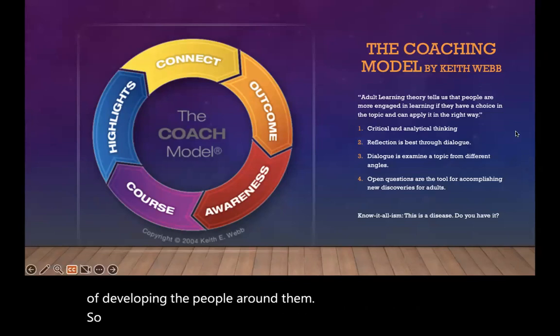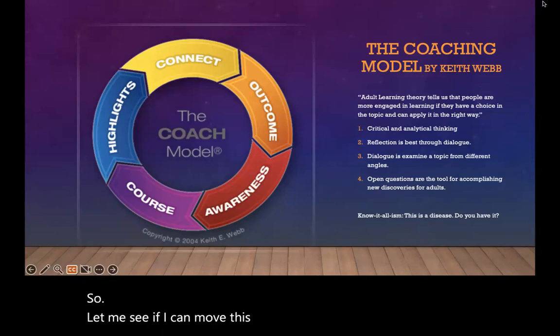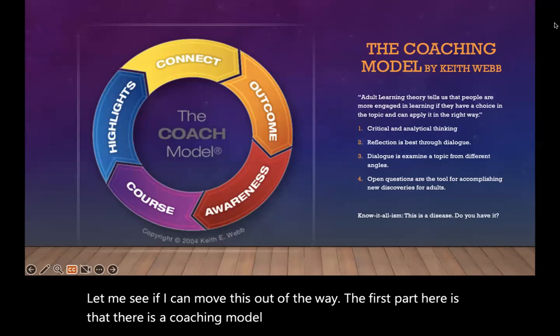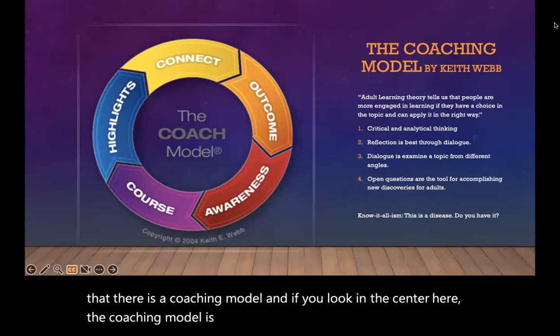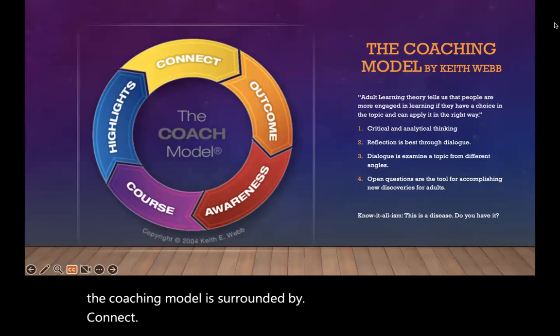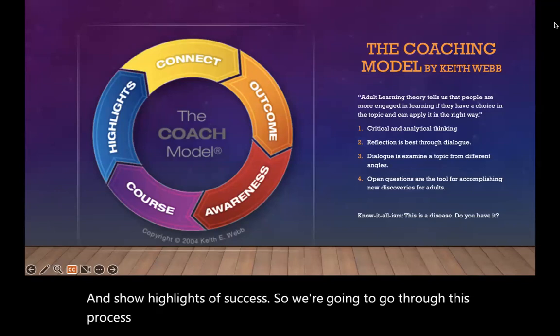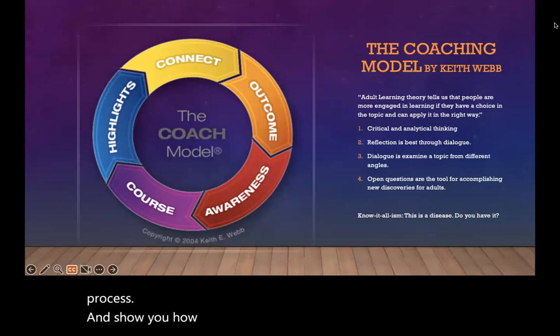The first part here is that there is a coaching model. And if you look in the center here, the coaching model is surrounded by connect, outcomes, awareness, plot a course, and show highlights of success. So we're going to go through this process and show you how coaching is very different from commanding or controlling.